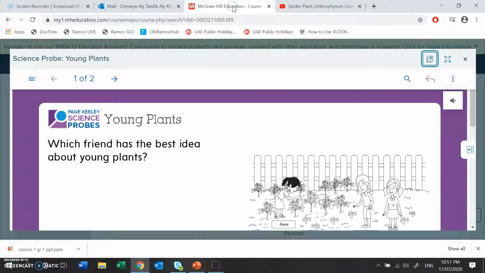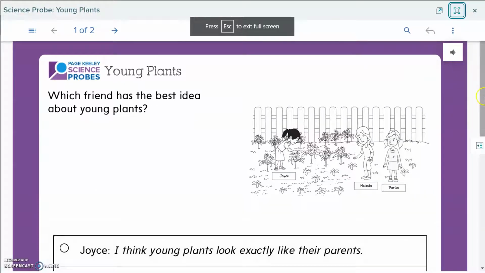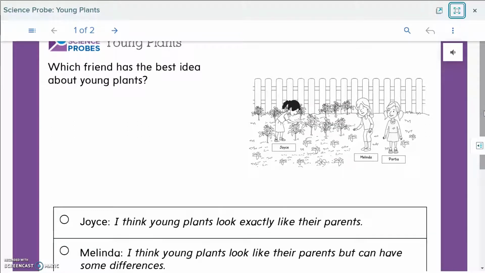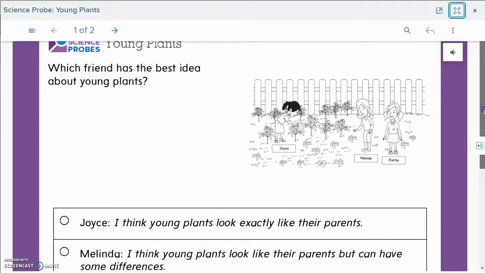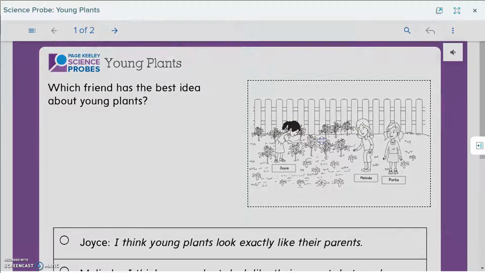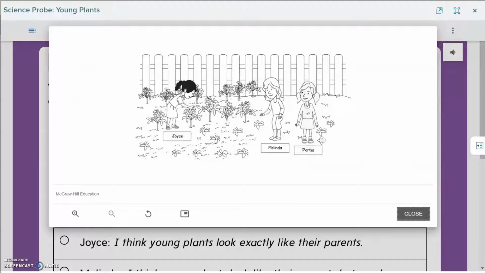Okay, now let's move to our book. I need you to open that page, I think it will be page 26 or 27. It's the first page in lesson 1. Here, as you see, we have in that picture 3 friends. They are 3 girls standing in a garden. The first girl, her name is Joycey. The second girl, Melinda. And the third girl, Portia. These 3 girls are standing in a garden and taking a look at the plants.